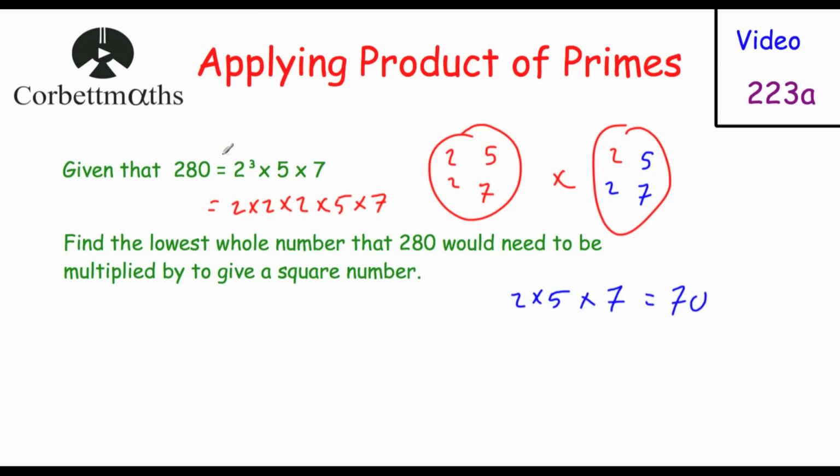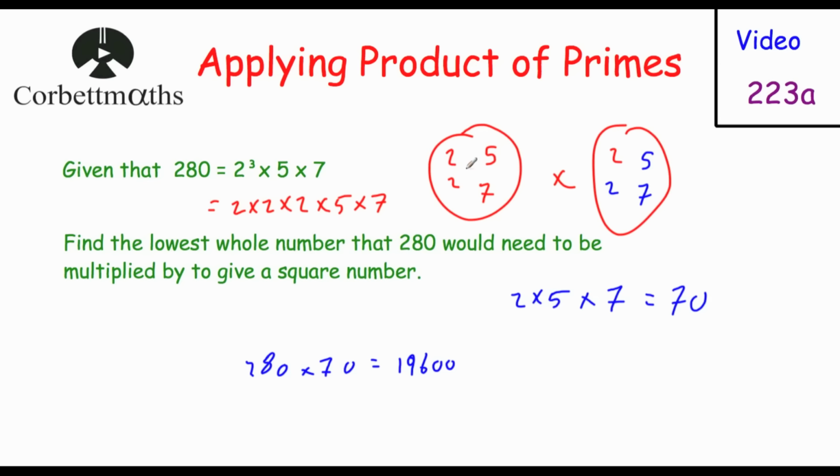So if we multiply 280 by 70, we should get a square number. 280 multiplied by 70 is equal to 19,600. And if we work out the square root of that, we get 140. So it is a square number. So if you want to find a square number, what you need to do is share out the prime numbers that you've been given as evenly as possible, and then add in the extra ones you need.